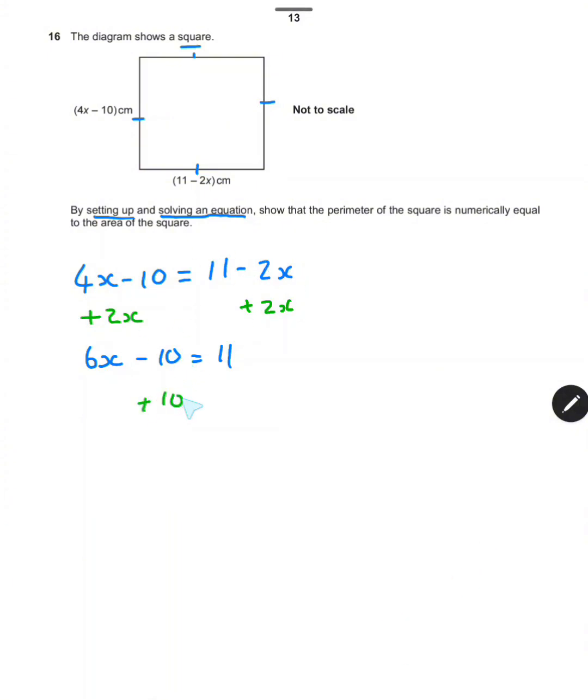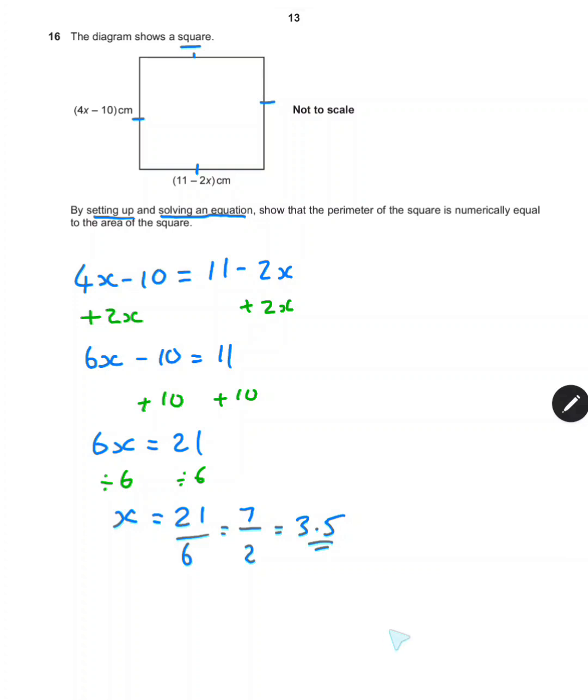Next step is to add 10 to both sides. Get rid of this. And we're left with 6x equals 11 and 10 is 21. And then final step is to divide both sides by 6. And 21 divided by 6 is a decimal, which is, these will both divide by 3. So 21 divided by 3 is 7. And 6 divided by 3 is 2. And then 7 divided by 2 is 3.5. So we're going to go into a decimal there.